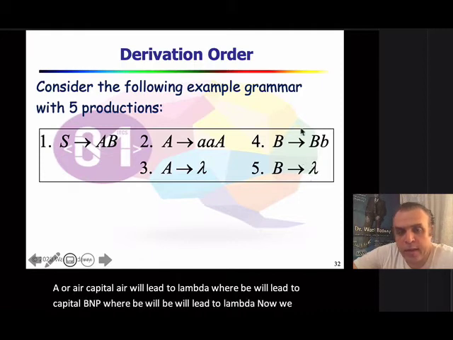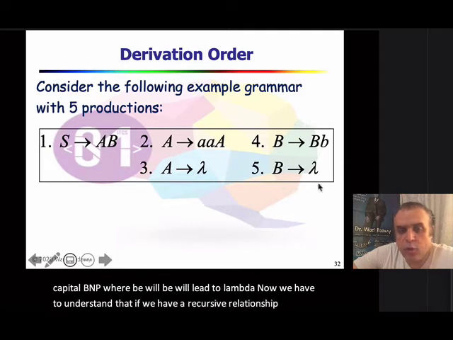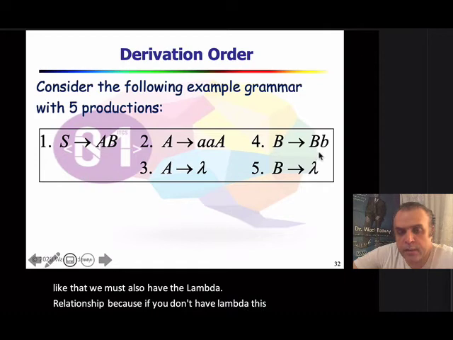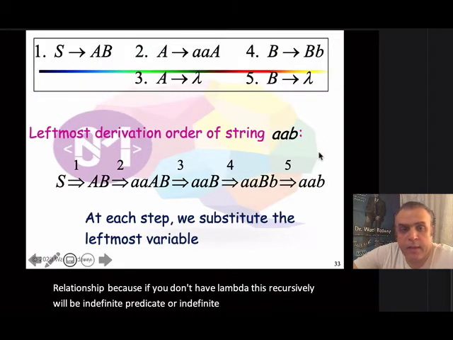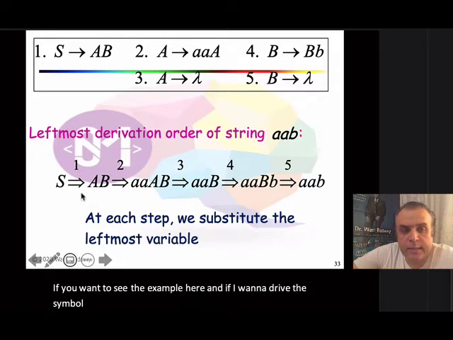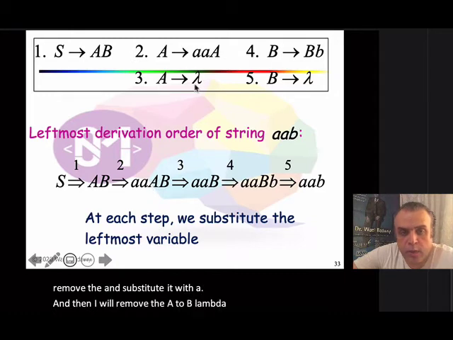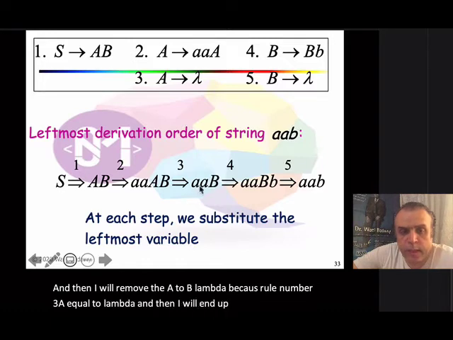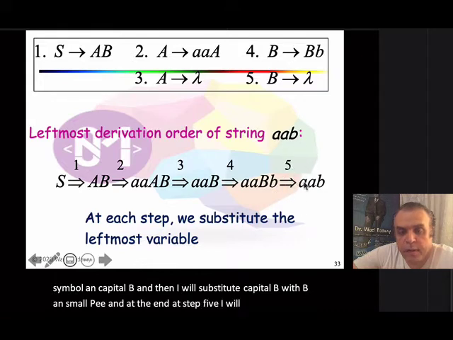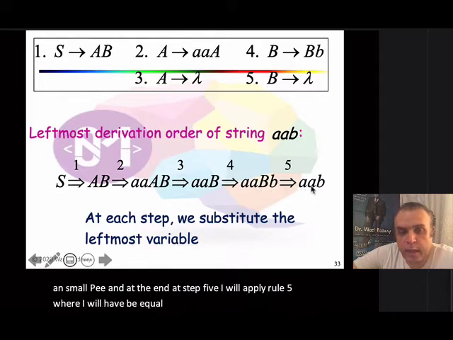Now, we have to understand that if we have a recursive relationship like that, we must also have the lambda relationship. Because if you don't have lambda, this recursion will be an indefinite sentence. If you want to see the example here, and if I want to derive the symbol AAB, what I will say is S leads to AB, and then I will remove the A and substitute A with AA, and then I will replace the A with lambda, because rule number 3, A equals lambda, and then I will end up with the symbol AA and capital B, and then I will substitute capital B with B and small b, and at the end, at step 5, I will apply rule 5, where B equals lambda, which will lead to AAb.